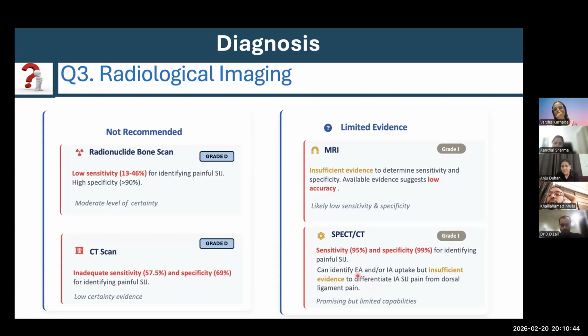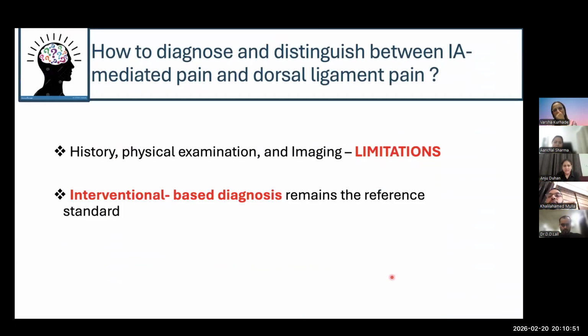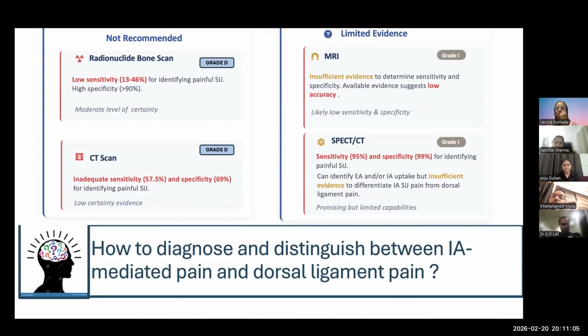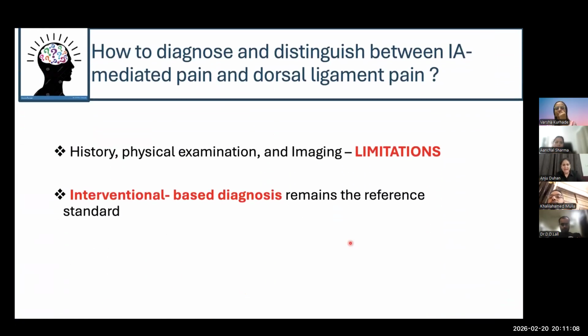Even SPECT-CT cannot differentiate between extra-articular or intra-articular pain pathology. Till now, there has been no study to differentiate between MRI, radionuclide bone scan, CT scan, or SPECT-CT to differentiate a painful SIJ from a dorsal ligament pain. For diagnosing and distinguishing between intra-articular SIJ and dorsal ligament pain, intervention-based diagnosis remains the reference standard.